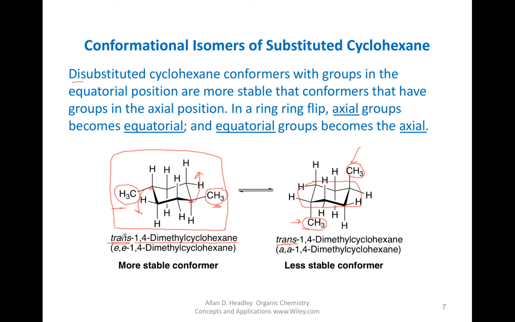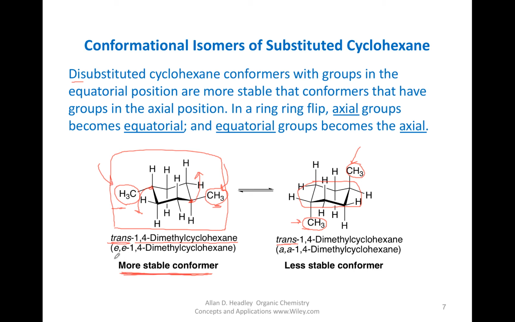Okay? Notice again that this conformer is more stable. Why? Because the groups are in the equatorial position. As you can see here, there are quite a few concepts that you'll have to recognize, and equally important, towards the end of this lecture we'll apply all of these concepts to determine stability of cyclohexane molecules. So this is more stable.